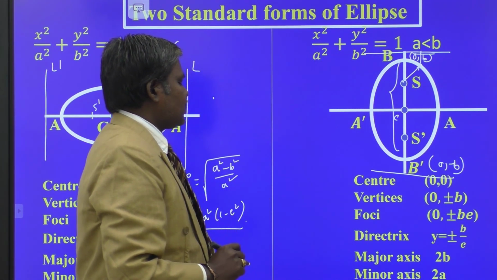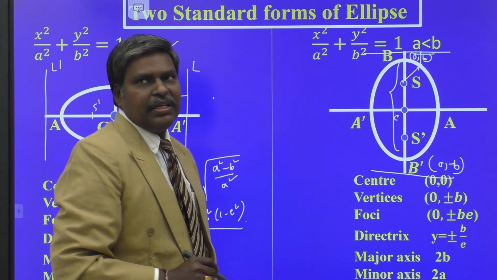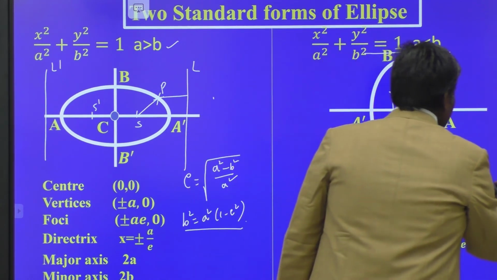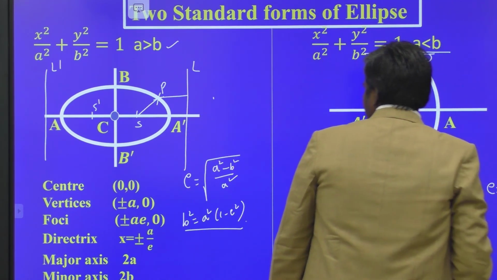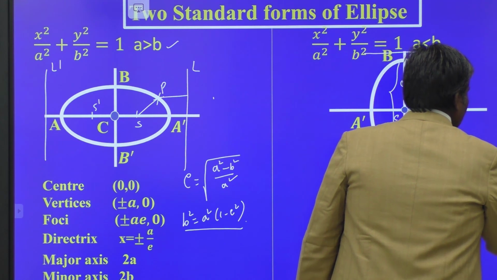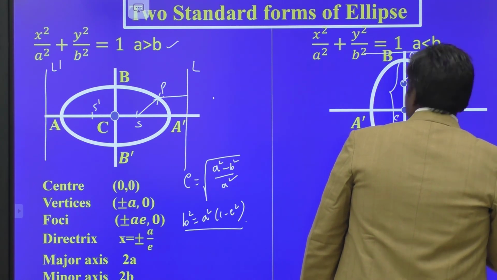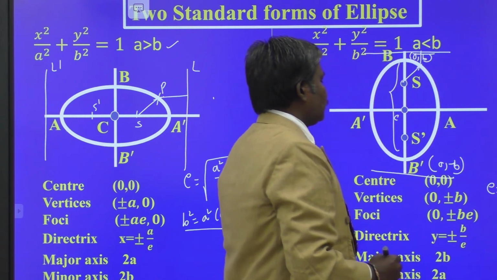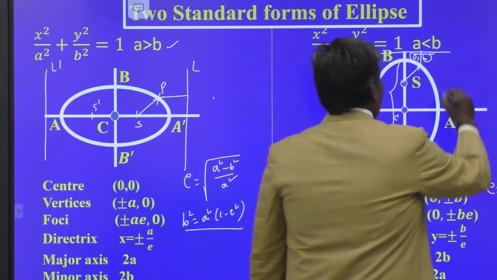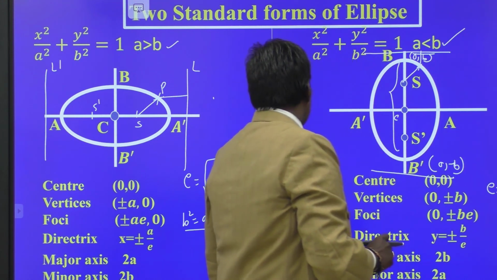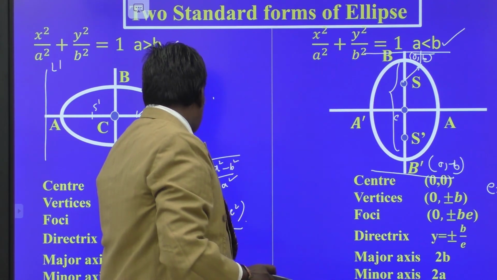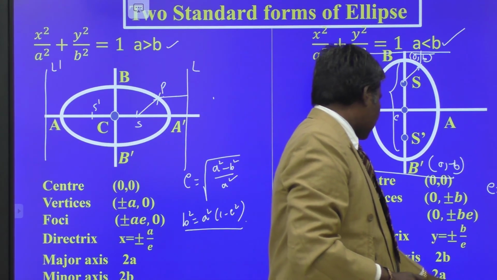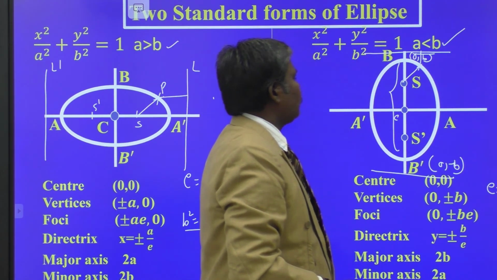And the length of the latus rectum is 2a square by b. We have the length of the latus rectum 2a square by b. Your eccentricity e is equal to root of b square minus a square by b square. Here we have the a less than b case. The length of the latus rectum, we already proved, is 2b square by a. In the same manner we can prove that the length of the latus rectum is 2a square by b.